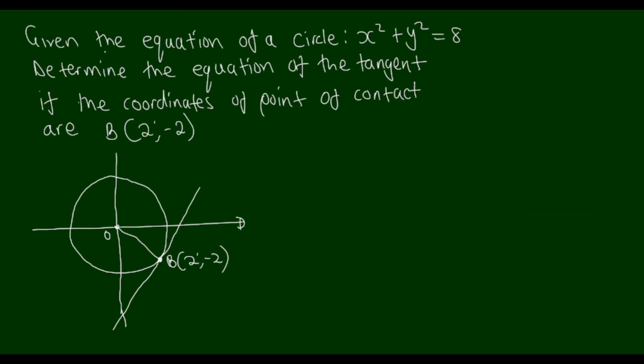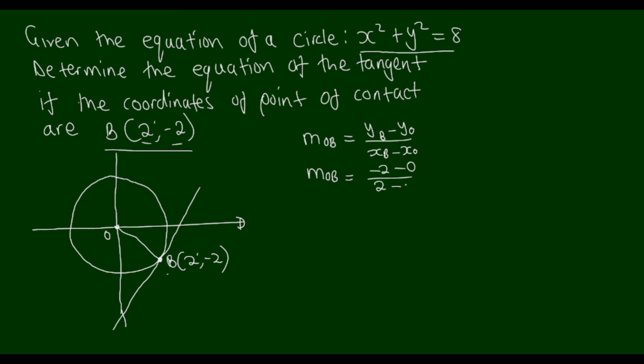The example says, given the equation of a circle, this is the equation of the circle. This equation shows us that this circle has its center at the origin. Determine the equation of the tangent if the coordinates of the point of contact B are (2, -2). So what do we do? We need to find the gradient of OB. The gradient of OB is y at B minus y at O over x at B minus x at O. So the gradient of OB is equal to (-2 - 0) over (2 - 0).